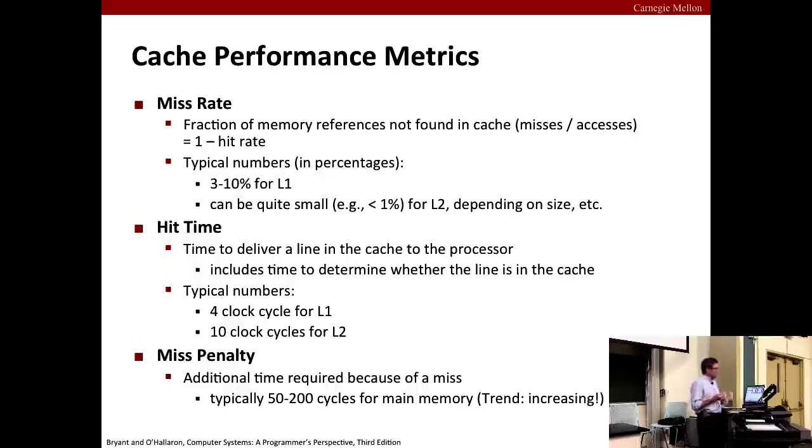It's 1 minus the hit rate. So typically, for caches to work, the miss rate has to be pretty low. Okay. And fortunately, because of locality, these miss rates are low.